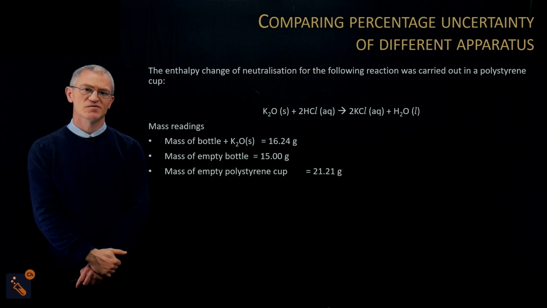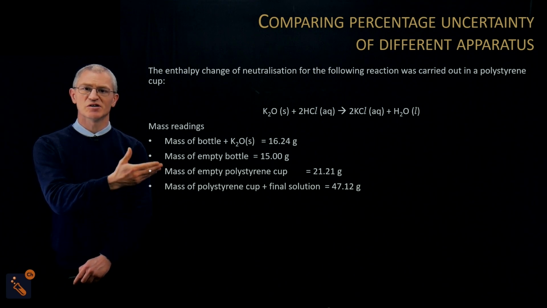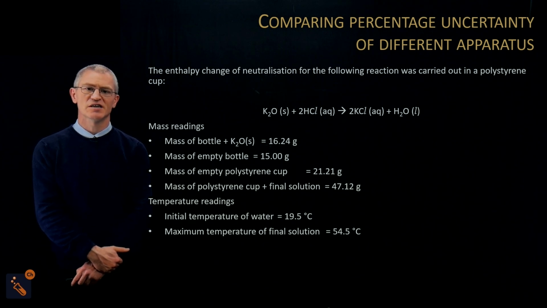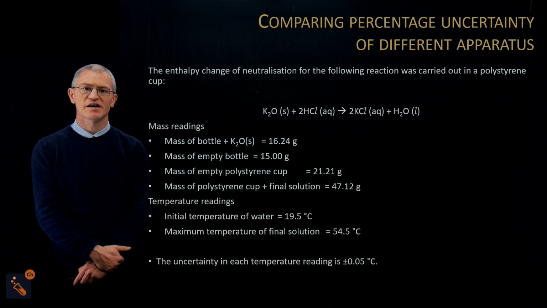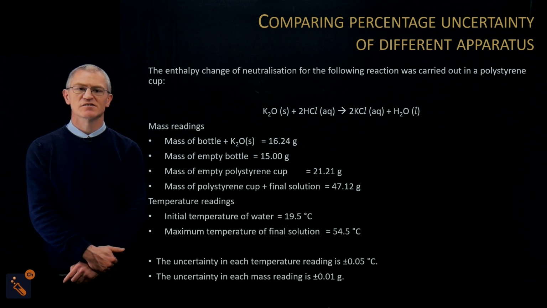We also have the mass of the empty polystyrene cup that we're doing the reaction in, and the mass of the polystyrene cup plus a final solution. So if we want to know the final solution's mass, we might use these 2 figures. Now we're given the temperature reading, which is initially 19.5 and then finishes on 54.5 degrees Celsius. And then we're given some uncertainty measurements for the temperature reading and for the mass reading, so 0.05 and 0.01.